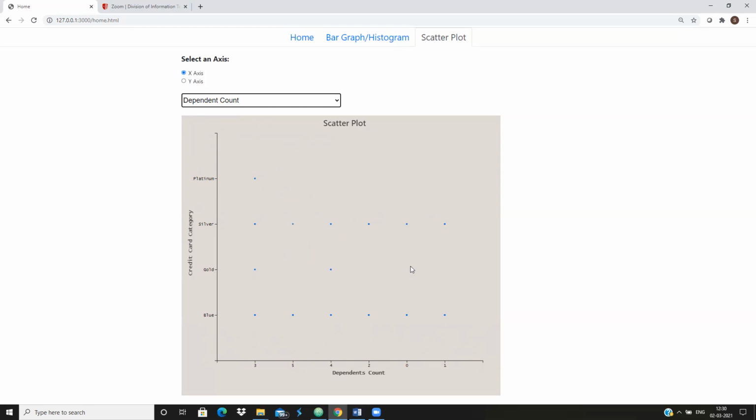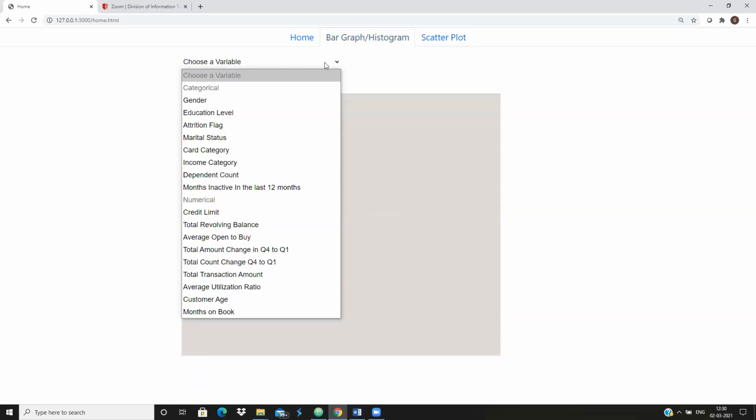Now I think we can move on to the bar and histogram. Again, we have a drop down where a user can select one of these variables. When a user selects a categorical variable, it plots a bar graph. And when one selects a numerical variable, it plots a histogram. So let's start with the bar graph.